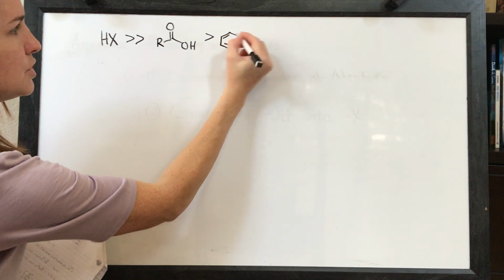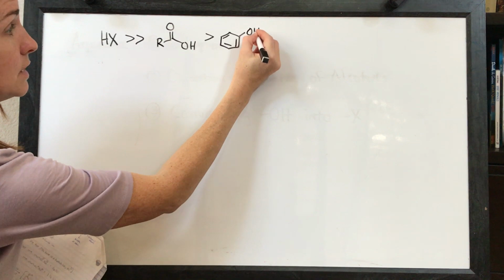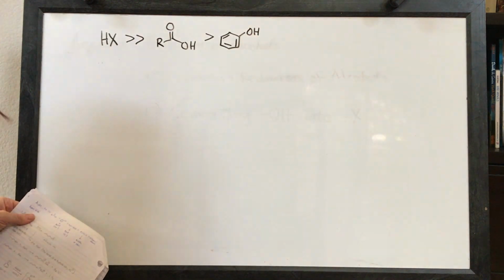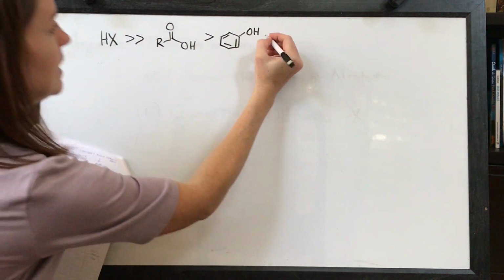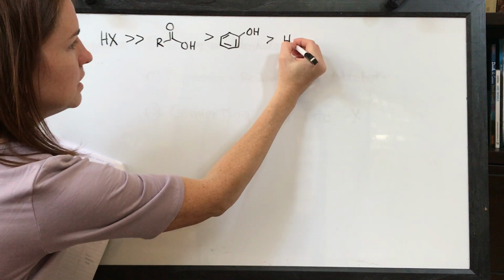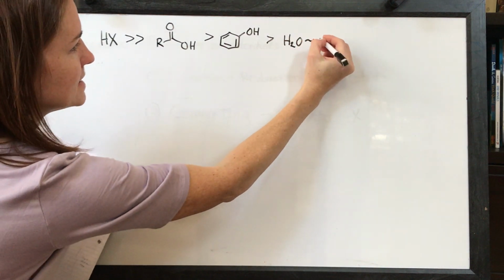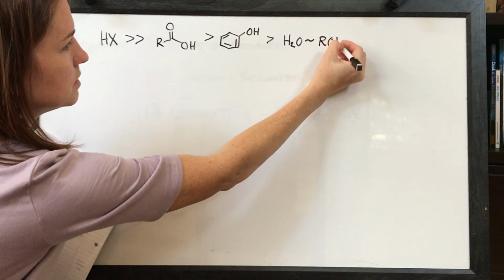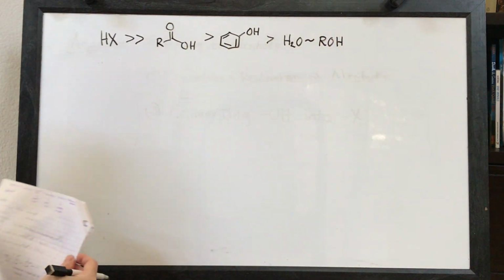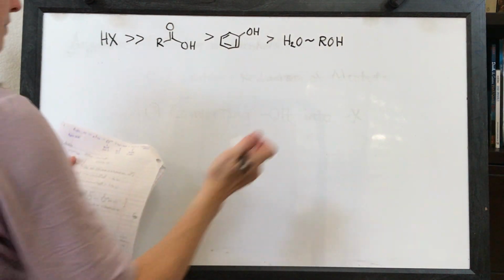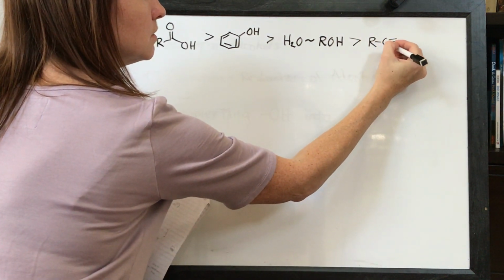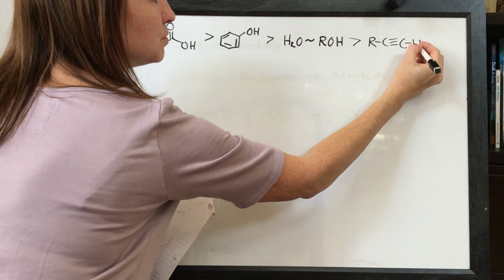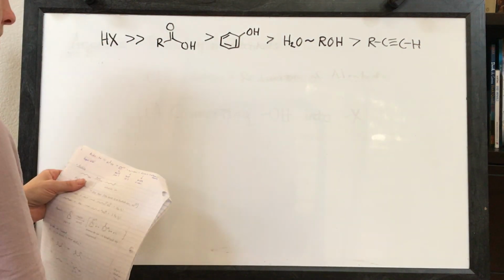So when you have an OH group on a benzene ring, if you deprotonate that, we know that that conjugate base has a lot of resonance stabilization. So that makes that an unusually strong acid for an alcohol. Next in line is water, and that's about as acidic as an alcohol. And then of our acidic molecules, our terminal alkynes come at the end here. So if you have a proton on the end of a triple bond, that's very, very weakly acidic.